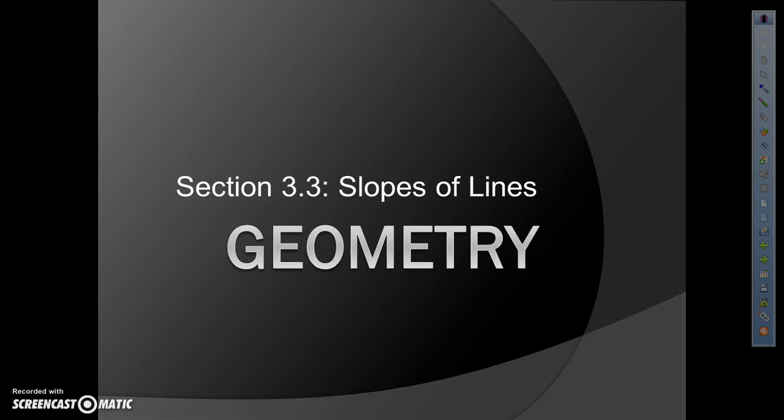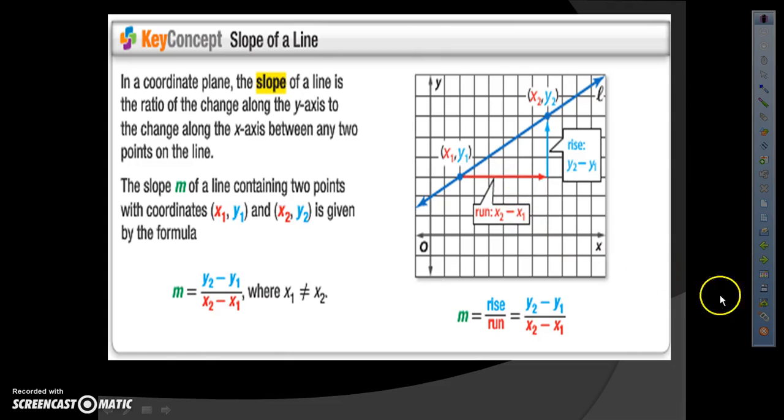All right, now that we have everything that we need, let's go ahead and get started with our lecture for section 3.3. I'd like to start with just a little review of what slope is. In a coordinate plane, the slope of a line is the ratio of change from the x-axis to the y-axis between any 2 points on a line. So really what we're doing here is we're measuring the steepness of a line, and we're using a fraction or a ratio to indicate how steep or how not steep a line is.